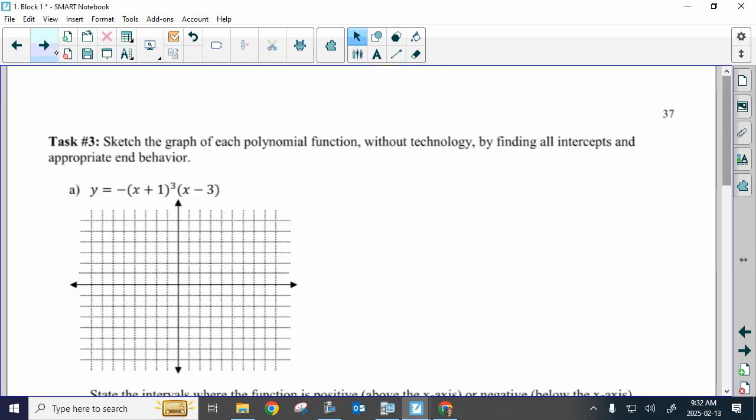Okay. So now what we're going to do is we're going to be sketching this graph. Okay, so first of all, what degree is this?